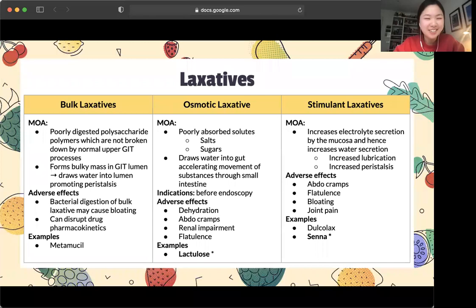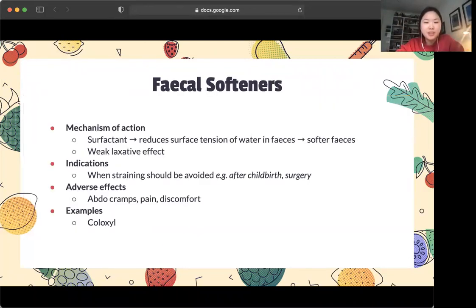If we go to the next slide, I've basically given you the table. All the information you need to know is in this table, I promise you. Your two core drugs that you need to know are lactulose and senna. Used a lot in hospitals, just FYI, for when you go into clinical years. Cool, I think we're just going to skip ahead. And then fecal softeners, basically it's a weak laxative effect.